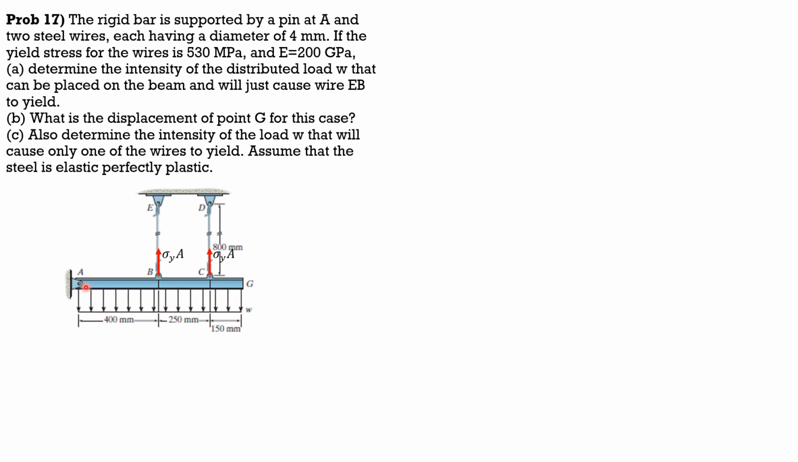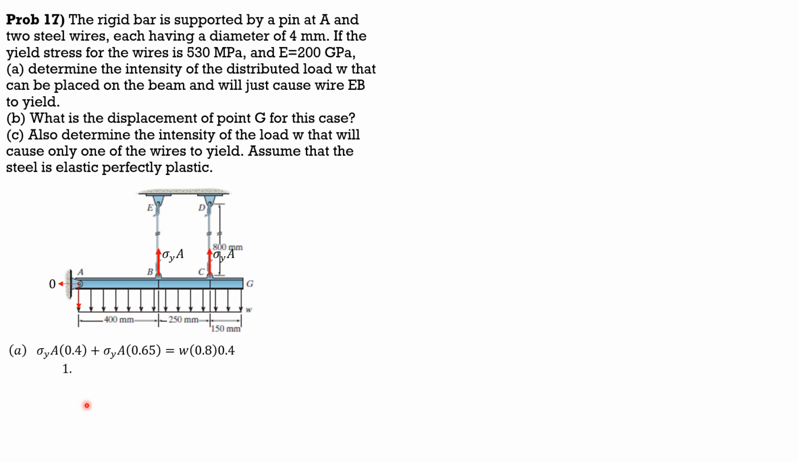So we have reactions at A, horizontal reaction is 0. So summation moment A equals 0, counterclockwise positive equals clockwise. So sigma y times A times 0.4 meter plus sigma y area times 0.65, then equals W times 0.8 times 0.4. So 0.4 plus 0.65 is 1.05 sigma y area.